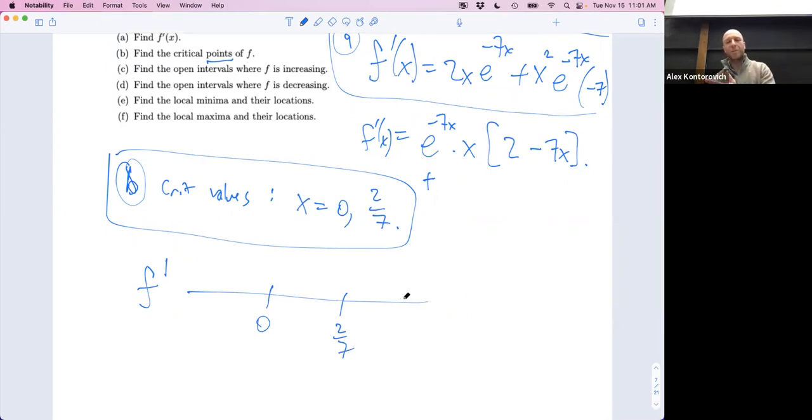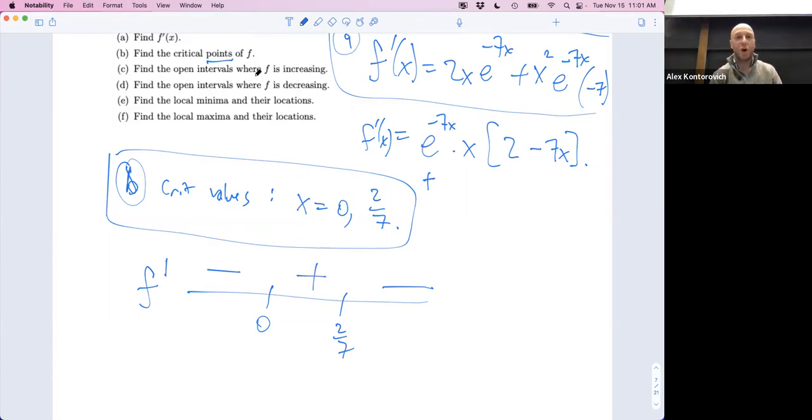If we have a huge positive x value, this is positive, this is negative. So it's negative when we get up high. If we have a huge negative value for x, this is negative, and a huge negative value times -7 is positive, so positive times a negative is a negative. If I'm bigger than 0, then that's positive, but I'm less than 2/7, so this remains negative. If I'm less than 2/7, then I'm subtracting off less than 2 from 2, so this is positive. So I have a positive and a positive.